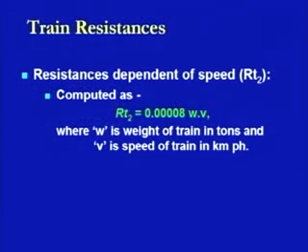Now this value of resistance which is dependent on speed is taken as RT2, and RT2 is given by 0.00008 W into V, where W is the weight of the train in tons. Here, from the previous formula, we are now incorporating the factor V, which is the speed of the train, and that's how this is dependent on speed.